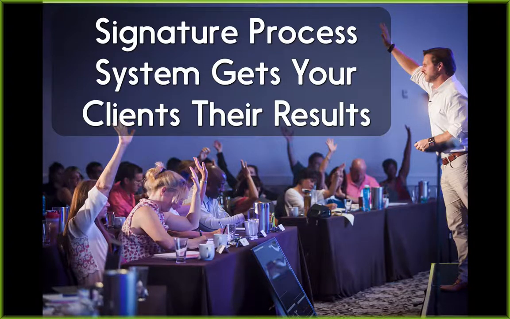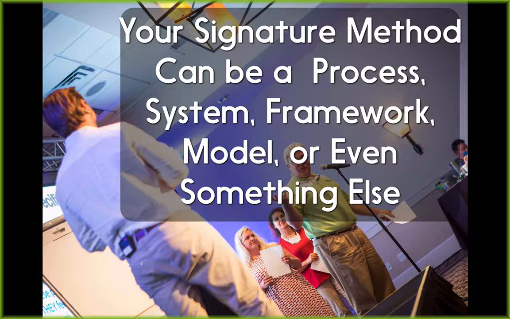So I mentioned that the signature system can be a method, a process, a system, or a framework. Keep in mind, in the program that you're in right now, for example, Make Six Figures Working from Anywhere, 12-month Mastermind, the signature system that we have in here is actually a business model. I'm just giving you an example of how your system, process, or framework can be anything that is uniquely yours that helps your clients get from mission to mission accomplished.